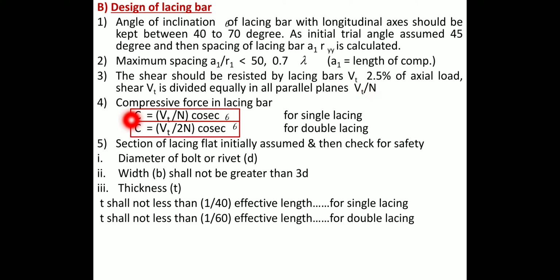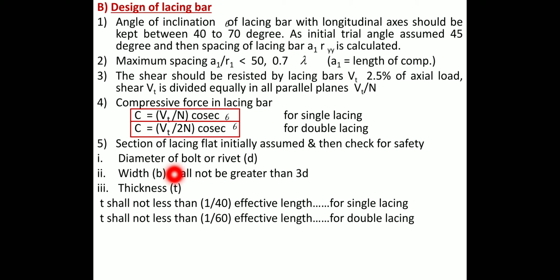Then the fourth design step, compressive force in the lacing bar, denoted by C, is equal to V_t/N times cosec theta, where theta is the angle of inclination, and this equation is applicable to a single lacing system. When we use a double lacing system, the equation differs: V_t divided by twice N cosec theta. Then the fifth step, the section of the lacing flat is initially assumed and then checked for safety.